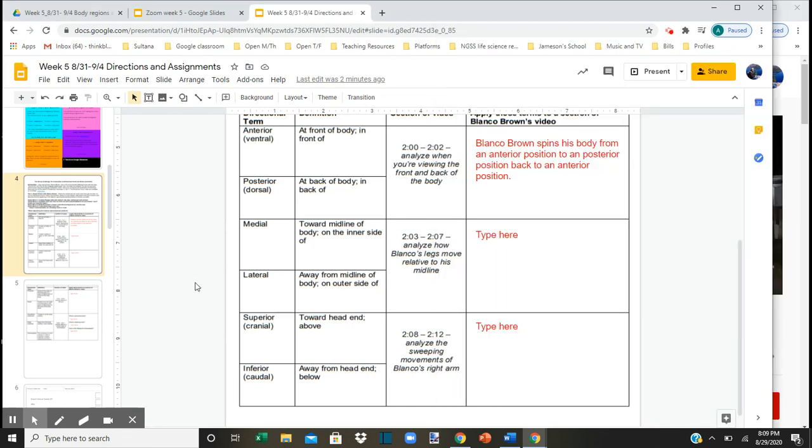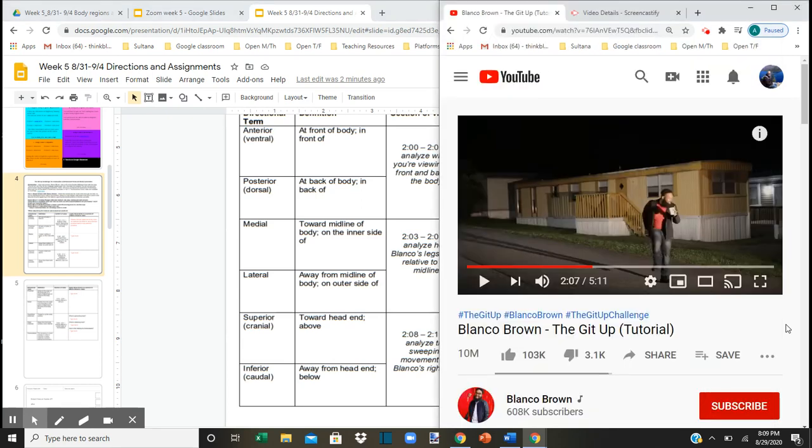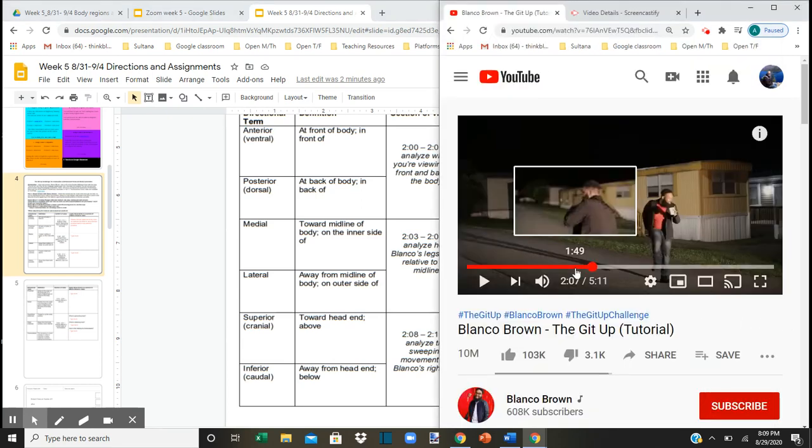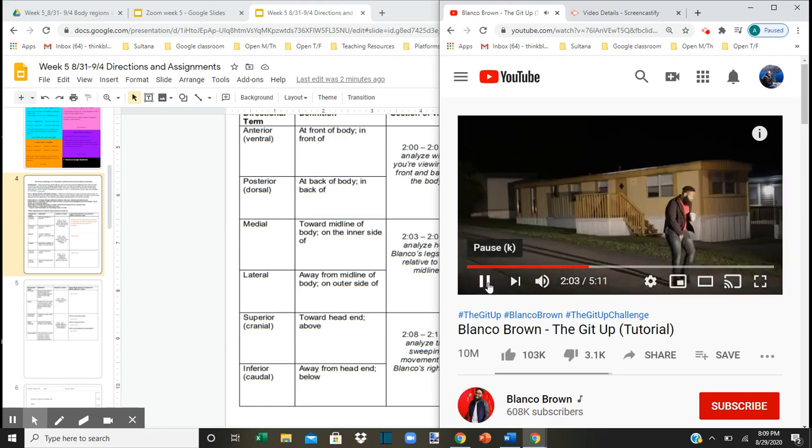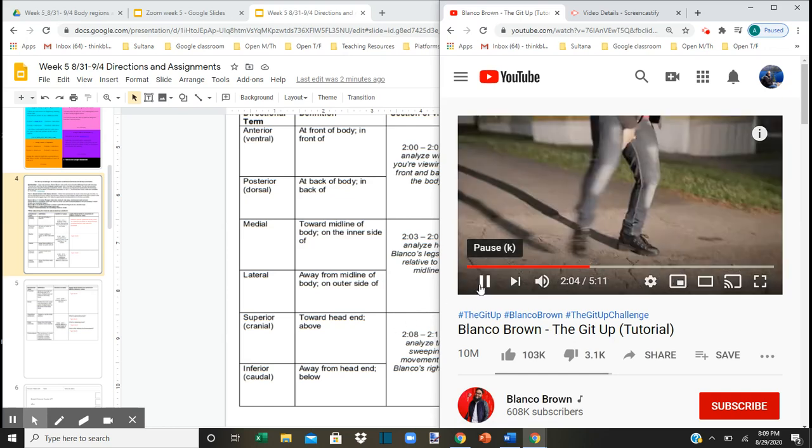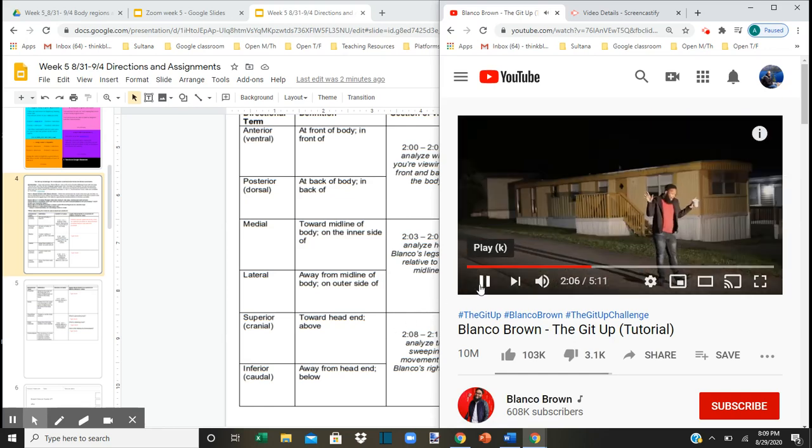So for here, you want to pay attention to what's going medial, what's going lateral. I'm not going to type in all the answers here, but I am going to watch it one more time and maybe talk to you guys about what you saw. So again, 2:03. So you can see his legs are going lateral, medial. That's kind of what you're looking at.